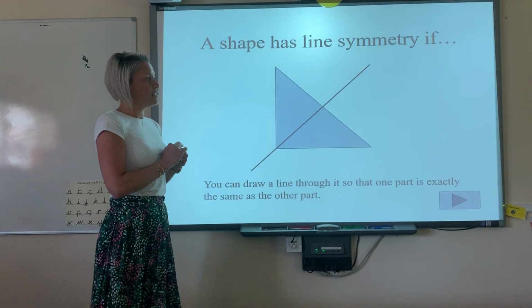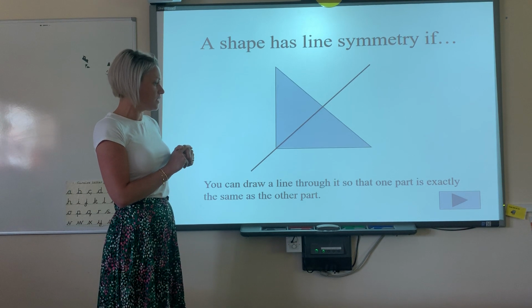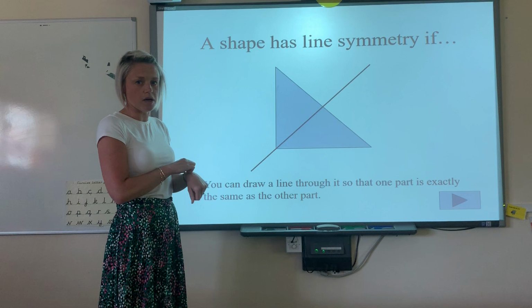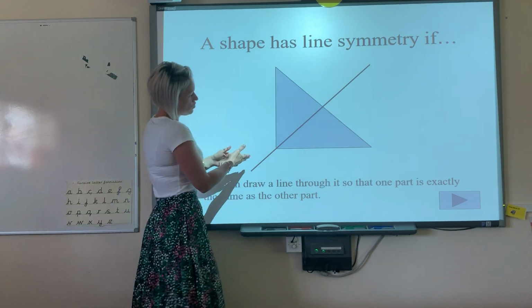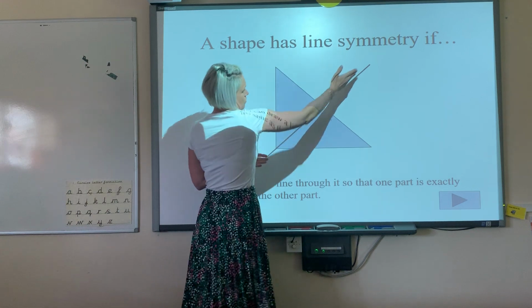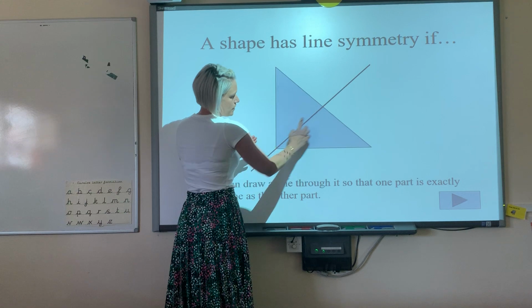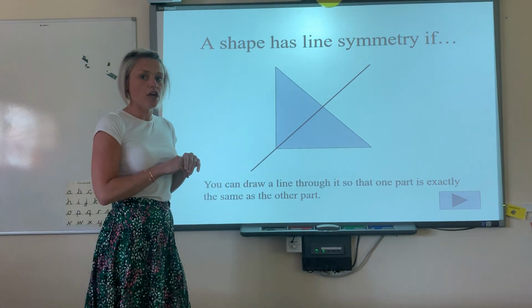So a shape has a line of symmetry if you can draw a line through it so that one part is exactly the same as the other part. So this triangle here, the right angle triangle, has one line of symmetry. If you fold that half over that half, it would go over it exactly. There'd be nothing overlapping.